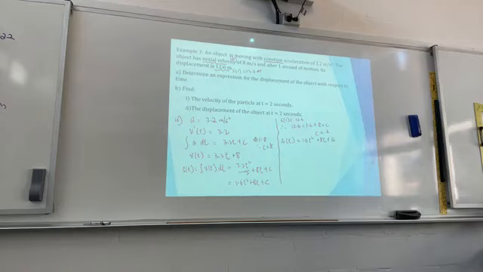Now, therefore, you can find the velocity at part B. So V(2) is actually 3.2 times 2 plus 8, which is 14.4 meters per second, and displacement at 2 seconds is 1.6 times 2 squared plus 8 times 2 plus 3, which is 25.4 meters. Alright?